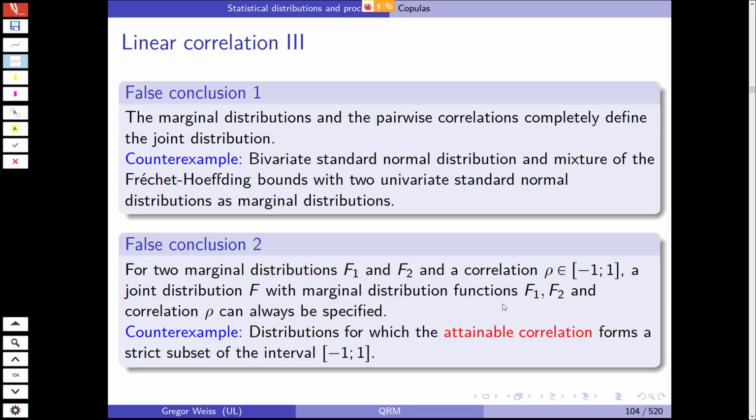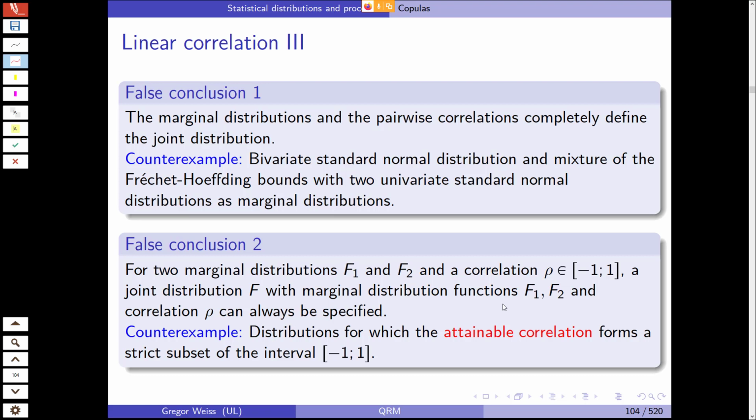Now, fallacy 1. You could think that the marginal distributions and the pairwise correlations completely define the joint distribution. False. Why? Simply construct a bivariate standard normal distribution and a mixture of the Fréchet-Hoeffding bounds with two univariate standard normal distributions as marginal distributions. You get the same correlation, completely different joint distributions. So you cannot construct the same joint distribution by only knowing the correlation.